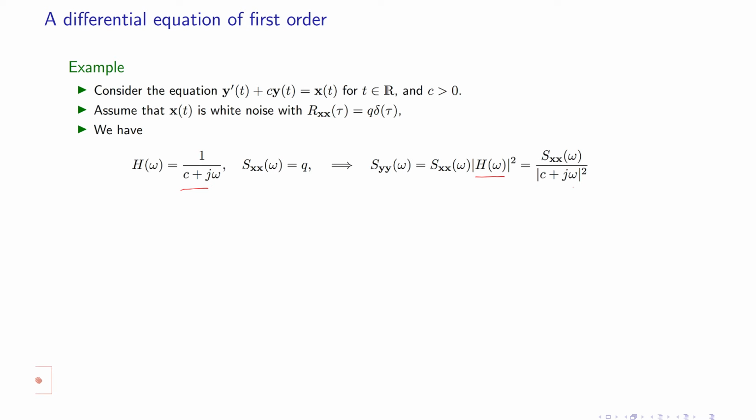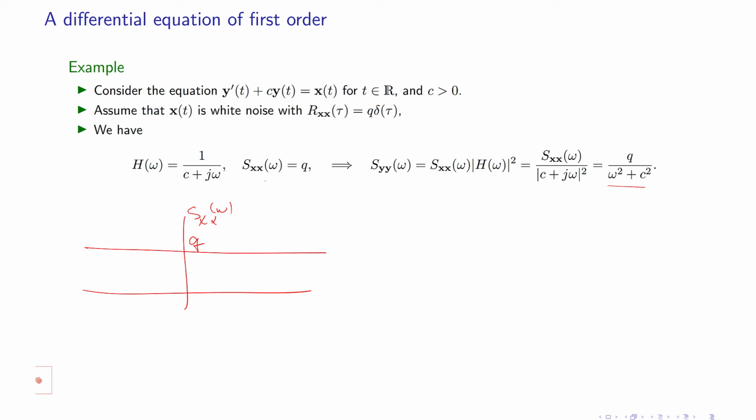So if you put j omega here, this guy is equal to Q. And then the magnitude squared, assuming that c is a real number, is going to be 1 over c to the power 2 plus omega to the power 2. So if you calculate it, you get this function. So the power spectral density of the input is constant. At all frequencies you have equal energy, S_x of omega.